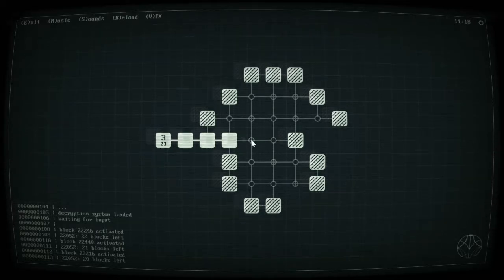I have to grab this one if I want to keep going. Now I can go in any direction. If I pick, oh shoot, 23. How many are already filled in? I have my four, and there's 1, 2, 3, 4, 5, 6, 7, 8, 9, 10, 11, 12, 13, 14. There's 14 already filled in.